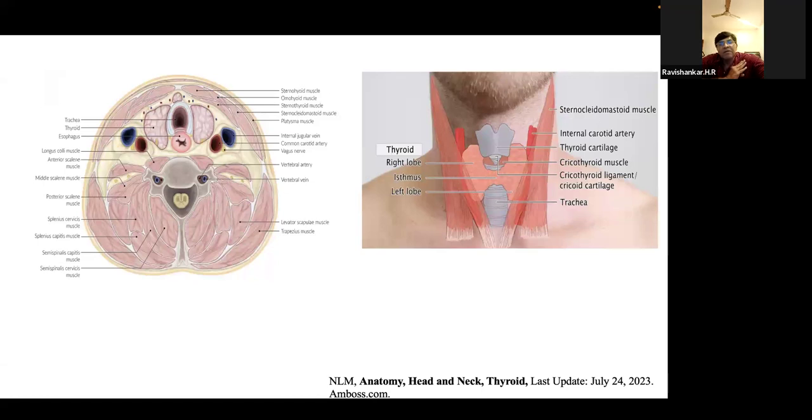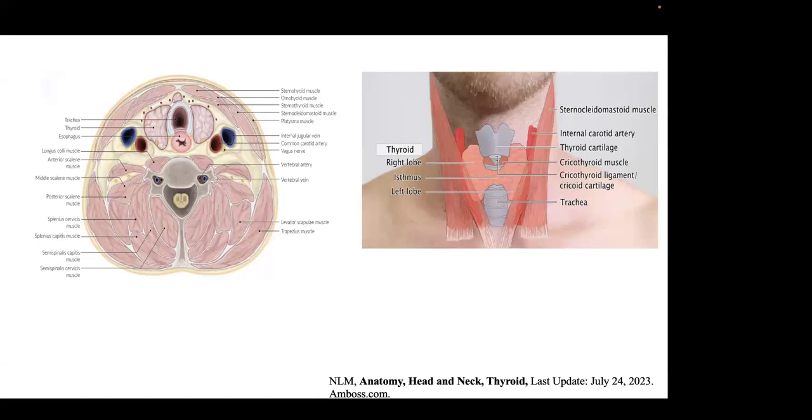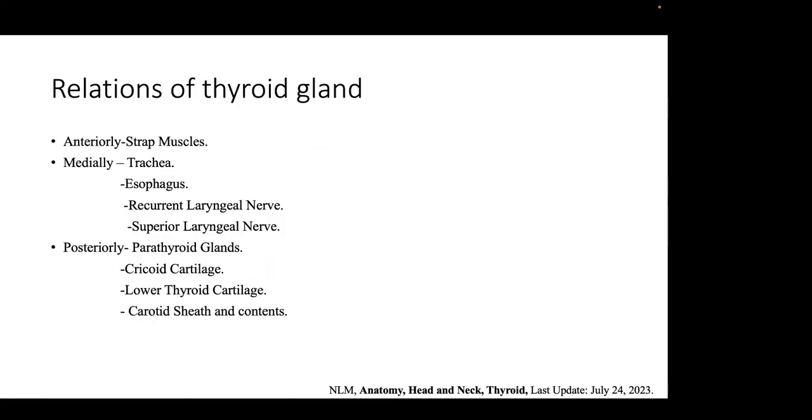Then going ahead here, we can see the relations of the thyroid gland, which include anteriorly the strap muscles. Medially, we have the trachea, the esophagus, along with the recurrent laryngeal nerve and the superior laryngeal nerve, which will be coursing here. Posteriorly, we'll have the cricoid cartilage, the lower thyroid cartilage, the parathyroid glands, as well as the carotid sheath and its contents. These are the relations of the gland.